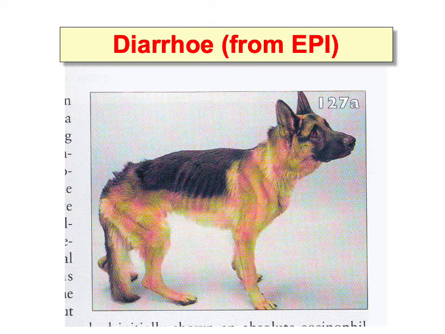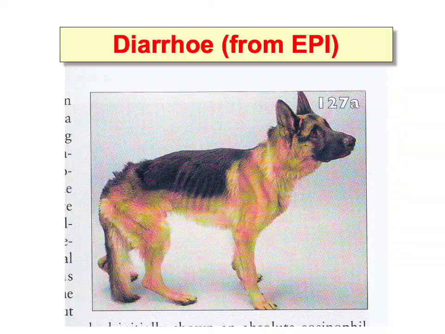Here you can see a clinical picture of a chronic diarrhea dog. This is especially from exocrine pancreatic insufficiency, so this picture will come back once more, but here it is only an illustration of how the etiologies are linked to each other.